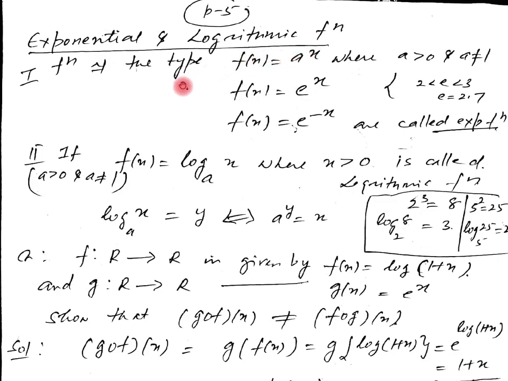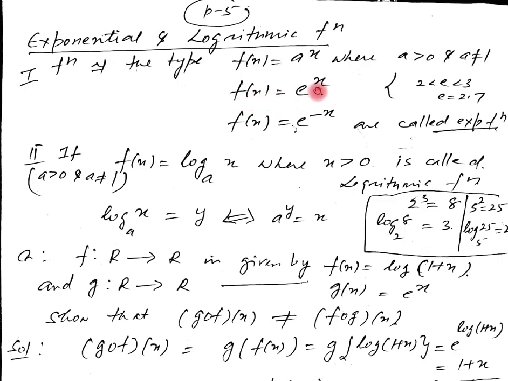In the previous class we also heard the word exponent. The word exponent gives us what? Exponential function. f(x) = a^x. The condition is a greater than 0 and a cannot be equal to 1. This type of function is known as an exponential function.